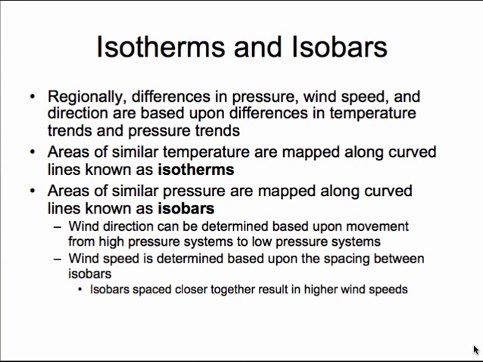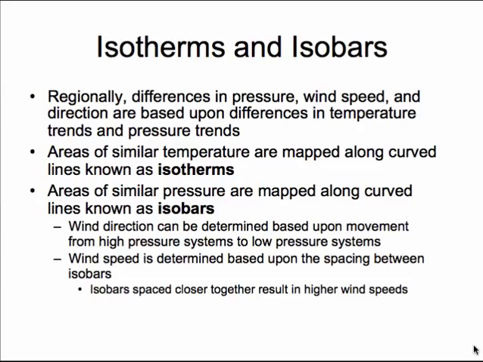So there's two terms that we need to know, isotherms and isobars. Regionally, differences in pressure, wind speed, and direction are based upon differences in temperature trends and pressure trends. Areas of similar temperature are mapped along curved lines known as isotherms. Areas of similar pressure are mapped along curved lines known as isobars.